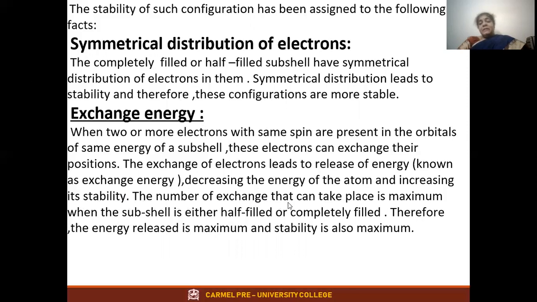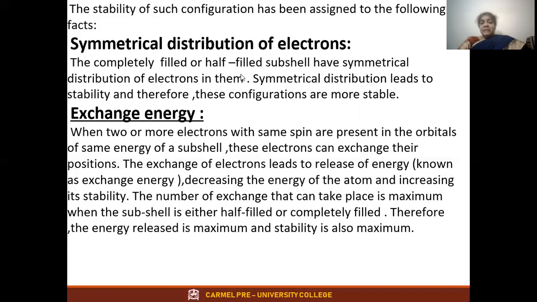The number of exchanges that can take place is maximum when the subshell is either half filled or completely filled. Therefore, the energy released is maximum and stability is also maximum. Hope you understood these 2 points. These 2 points explain what was there in the earlier configuration.